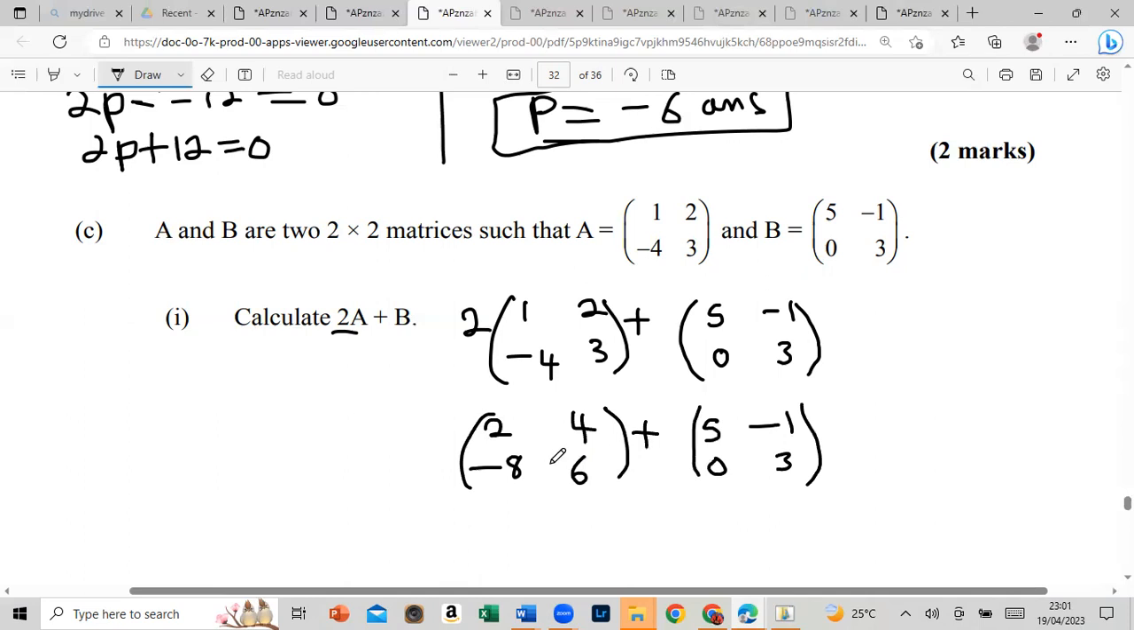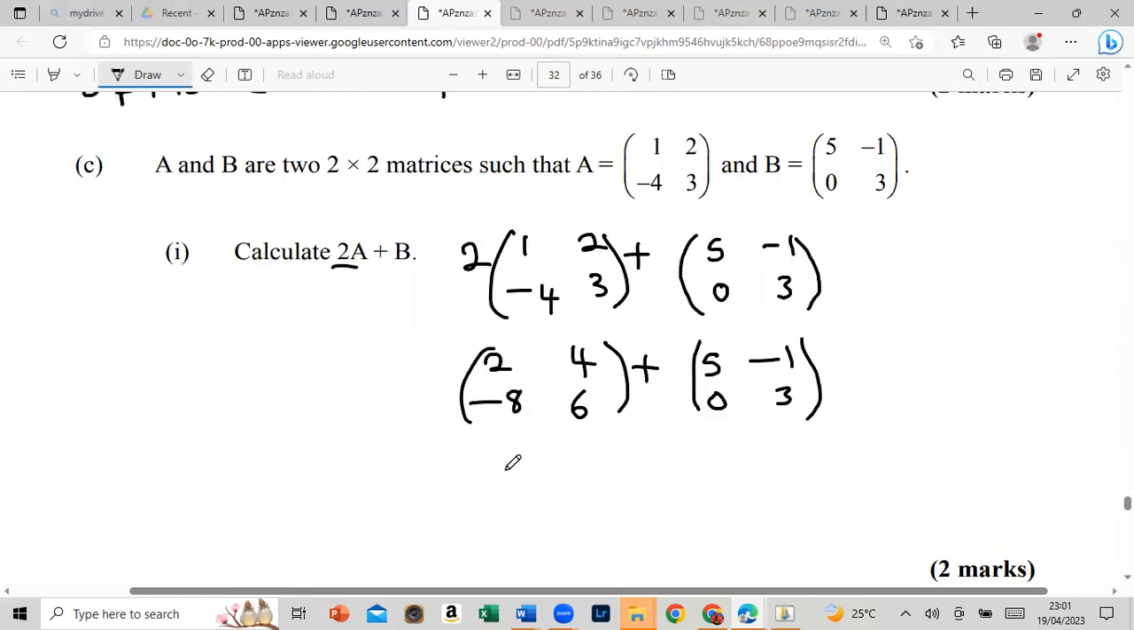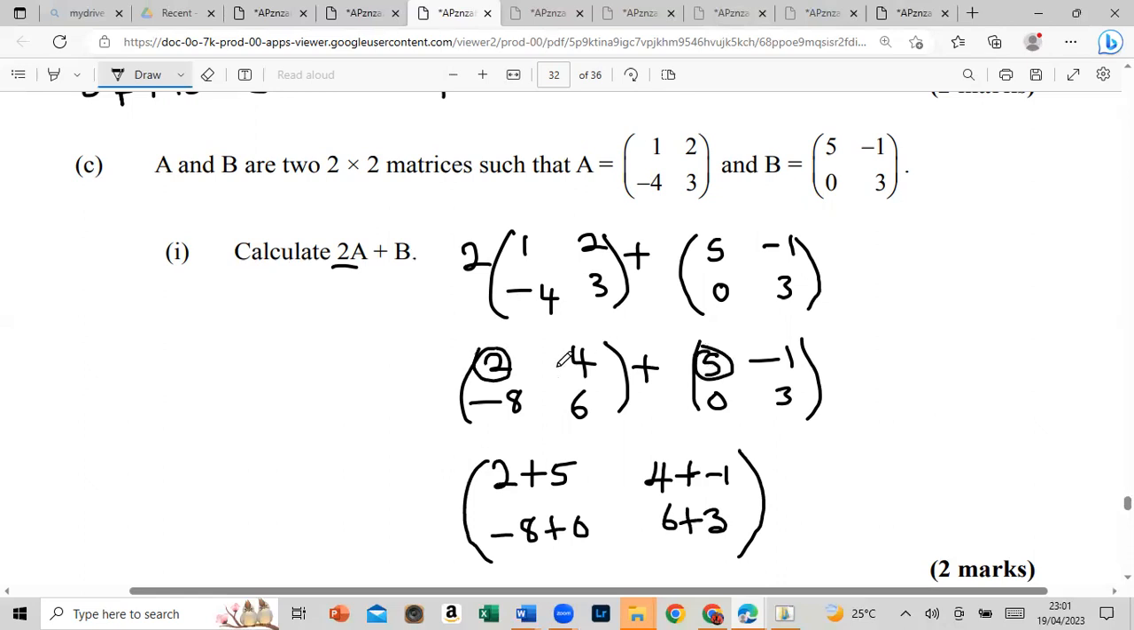So after we do that, how do we add matrices? Well, we add matrices by adding the corresponding positions. So it's going to be 2 matches with 5, so it's 2 plus 5, and then 4 plus negative 1. Negative 8 plus 0, and then 6 plus 3. So guys, it's just about the position. The first one in this, the second one in this. You must get the picture.